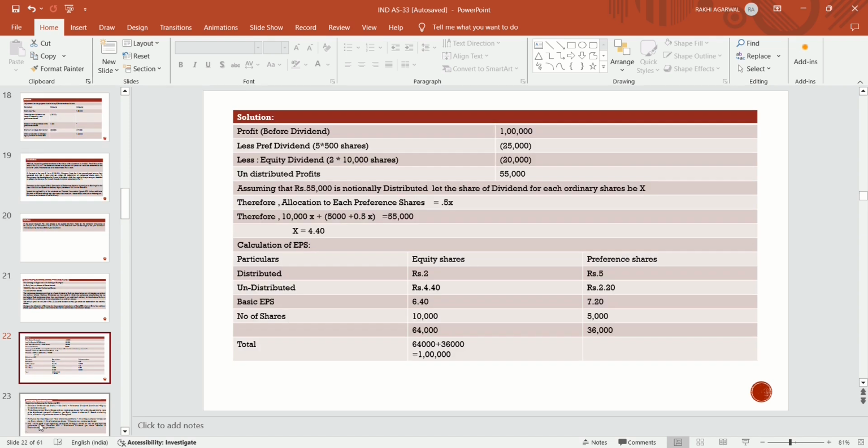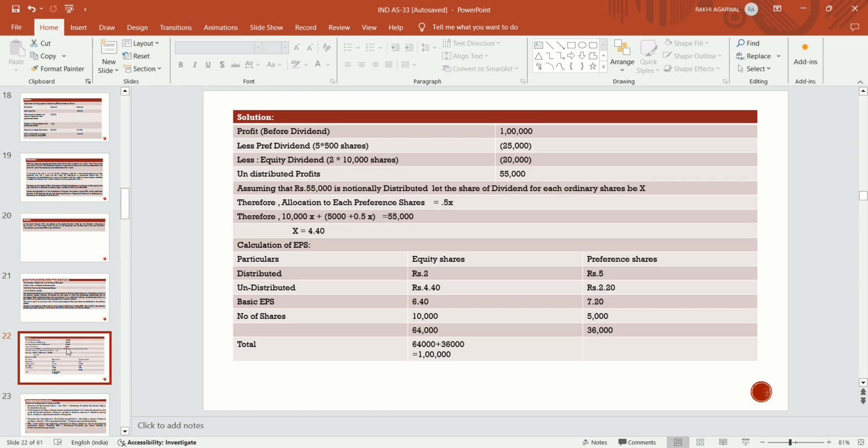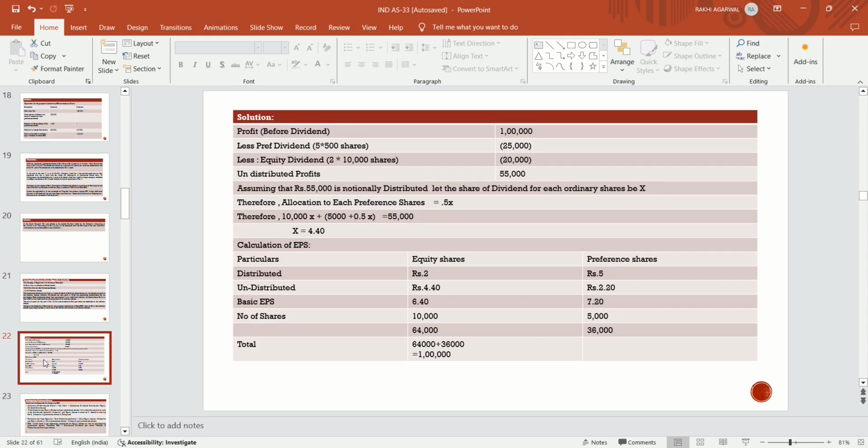The solution is profit before dividend, as given in the question. That is, the entity's profit for the year is 1 lakh, that is before dividend. The preference share dividend is 5,000 shares and the dividend paid to the preference shareholder is 5 per share. So it becomes 25,000, which is to be reduced.